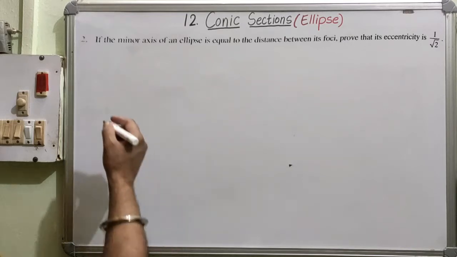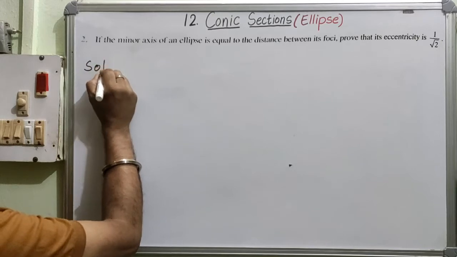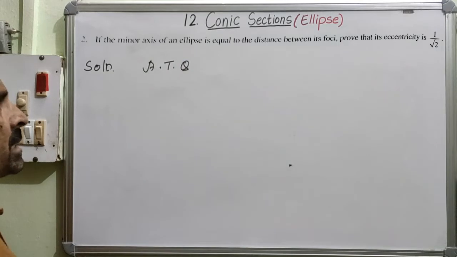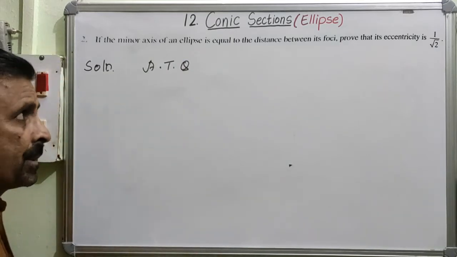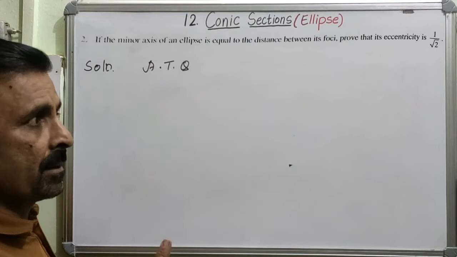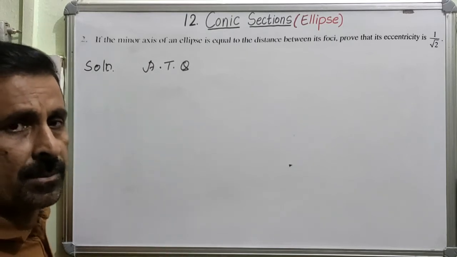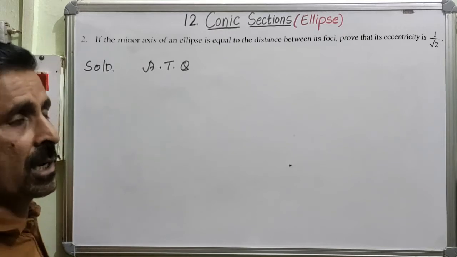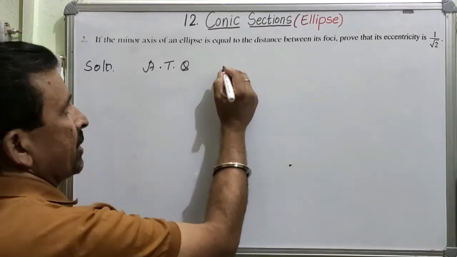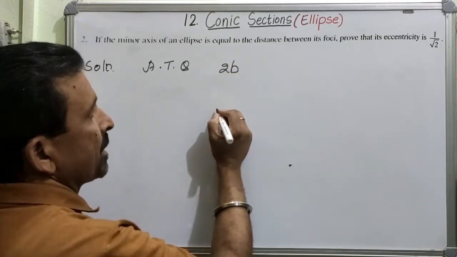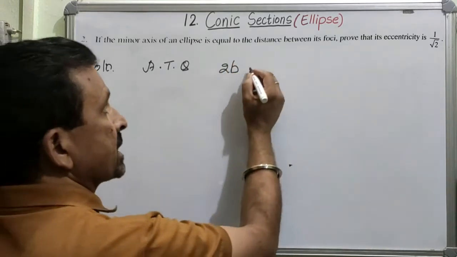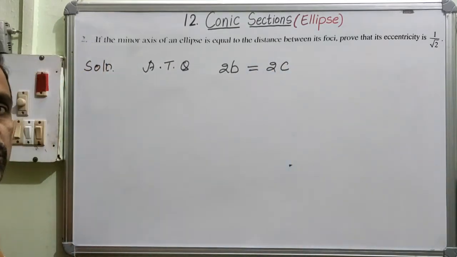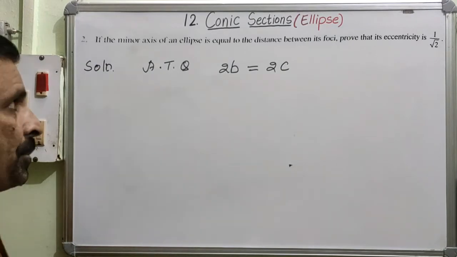So, here we can solve with the given information. Solution according to the question. What it says is that the minor axis is equal to the distance between the two foci. Distance between the two foci is called the focal distance, right? And focal distance we have seen is denoted by 2c. So we can write the minor axis is equal to the distance between the two foci, that is 2b is equal to 2c. 2b is equal to 2c, right?